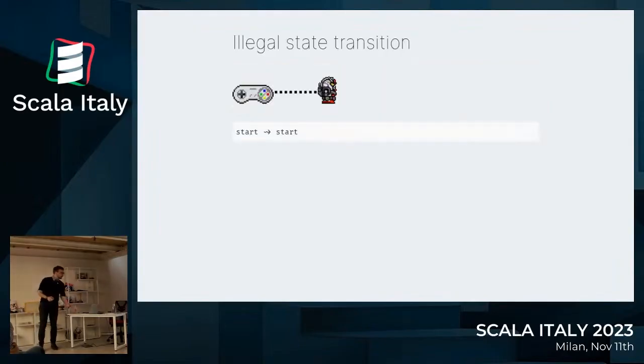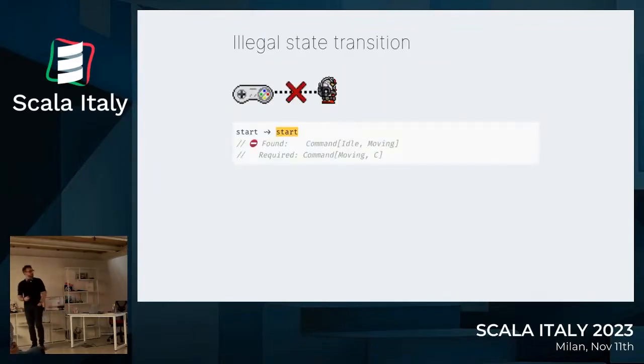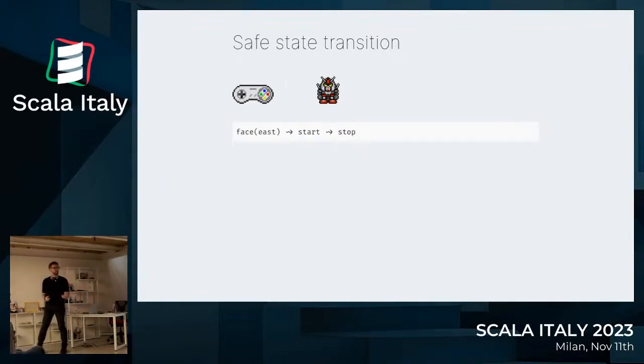And now, it's impossible to run that. The compiler is going to reject it, because we were going from Idle to Moving, and it was expecting something from Moving to something, which is not what we have. We can't do stop and stop either, nor can we do start and phase. But of course, if we have something sensible, like phase and start and stop, that all works, because all of these transitions are legal.